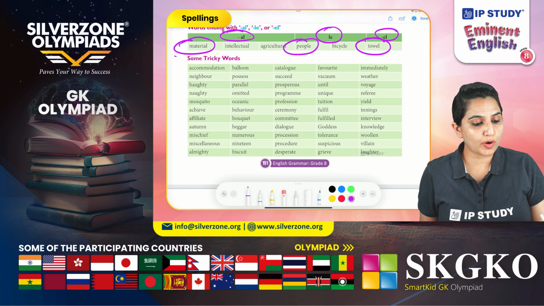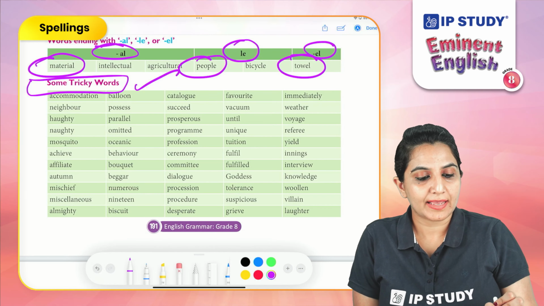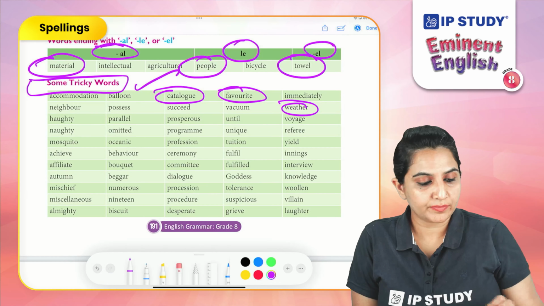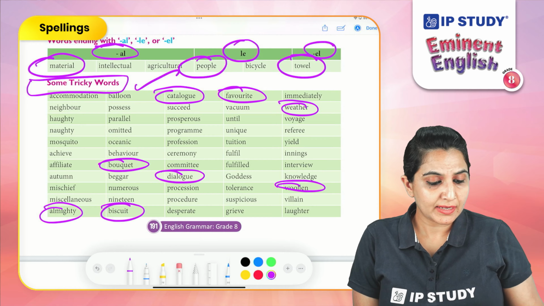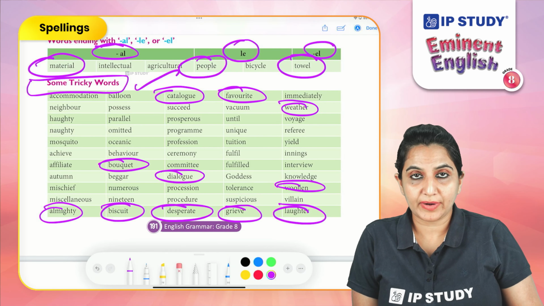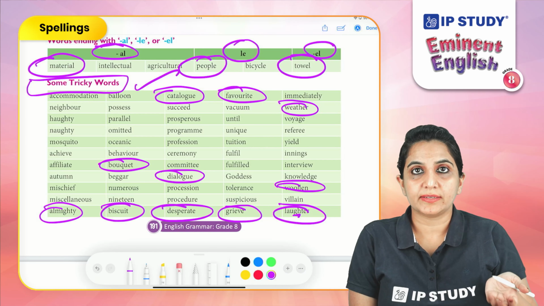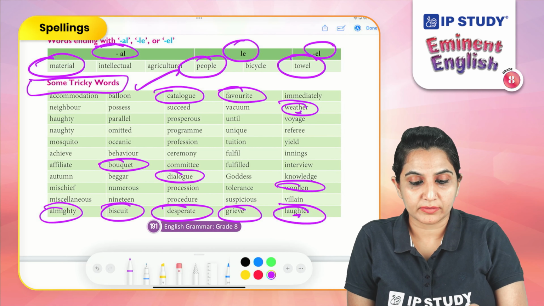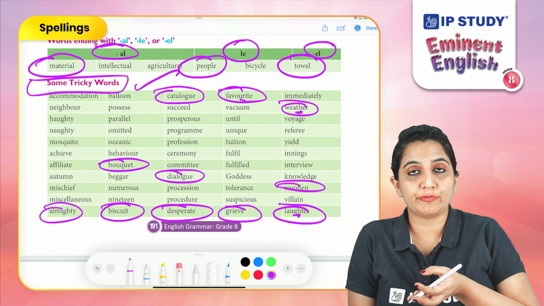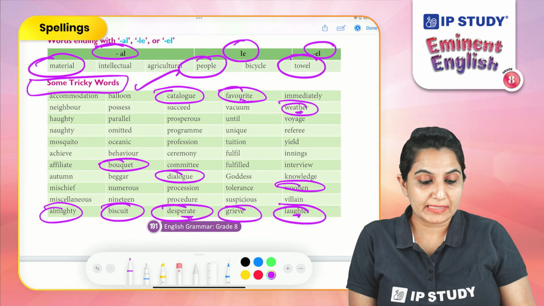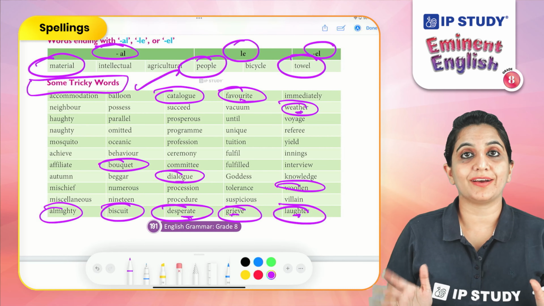Then there are some words which do not come under any rule. Those are called tricky words. That means they do not follow the sound rules, like catalog, favorite, weather, bouquet, dialogue, villain, biscuit, almighty, desperate, grieve, laughter, right? This is laughter, but you're using GH as F. Woolen, so there is no rule for double L here. Weather, you're using TH as the. Favorite, it is ITE at the end. Desperate, grieve, dialogue. So these are those words which do not follow the homophone rule or the sound rule. So they are called tricky words.